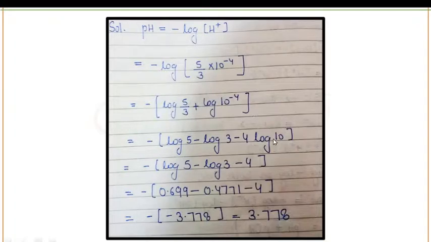You know it very well, the value of log 10 is 1. That's why log 5 minus log 3 minus 4. After putting the values of all the logs, you can get the answer. You will get the answer as minus bracket minus 3.778, and this minus minus will become plus. That's why the value of pH will be equal to 3.778. Okay, so this was all about today's lecture, guys.